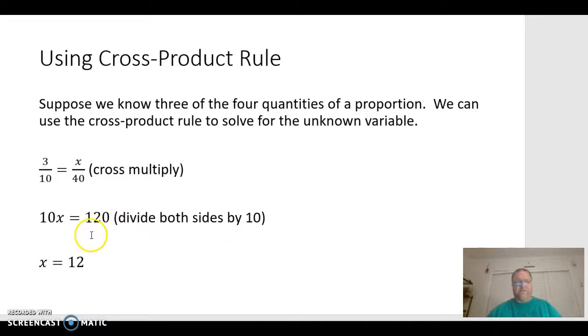Then we just divide both sides by 10 in order to get x by itself, because 10 times something divided by 10 just leaves you that something, or in this case, the variable. So 10x divided by 10 just gives you x, and 120 divided by 10 gives you 12. So in this case, x is equal to 12.